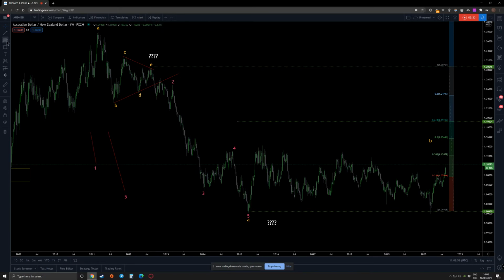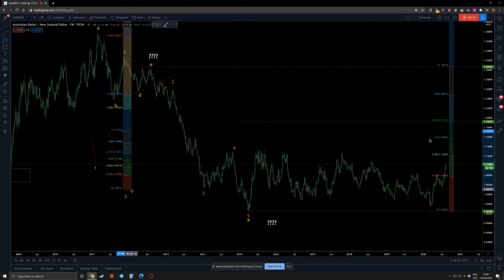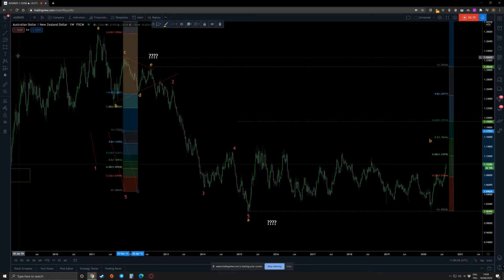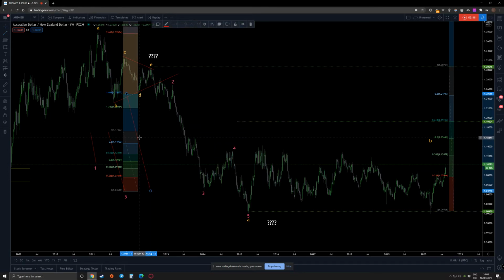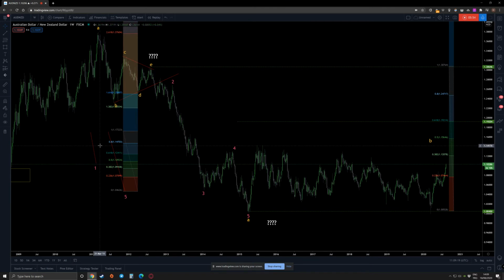Now, let's actually take the 161.8 out of the fifth wave and put it to the second wave. As you can see, our third wave is larger. It means that we have an extension. Okay, but also what you should do, look at this.